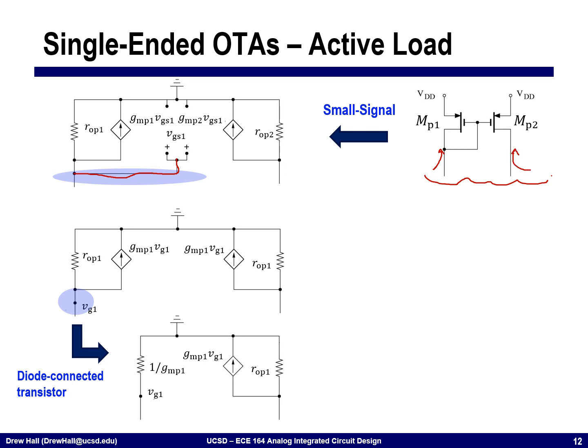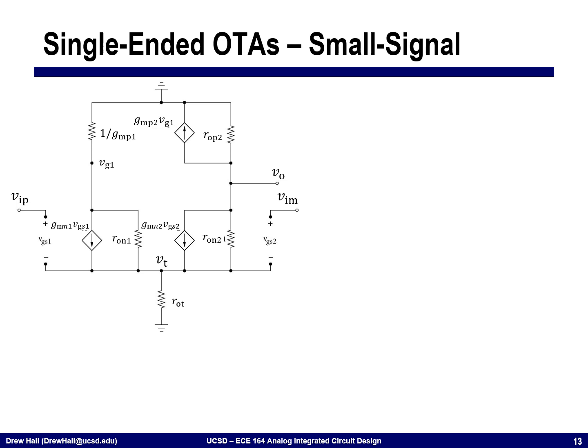We can simplify this diode connected device as having an impedance of 1 over GM. And when I try to calculate the output impedance on the other side, I'm going to see ROP1. So this is my simplified small signal structure of this device.